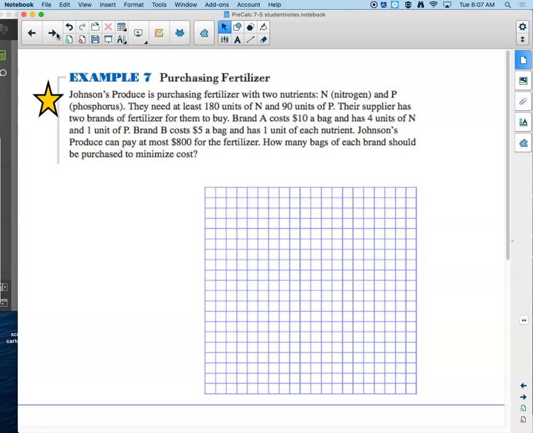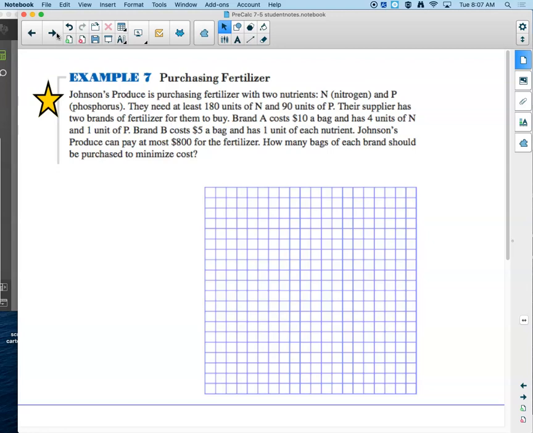Johnson's Produce can pay at most $800 for the fertilizer. How many bags of each brand should be purchased to minimize costs? It's a lot of information. So what you have to do is, again, if you go through and grab, hey, this sounds like a total, that will help you figure out what you need for your equations.